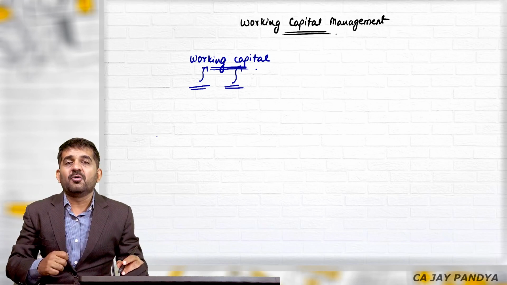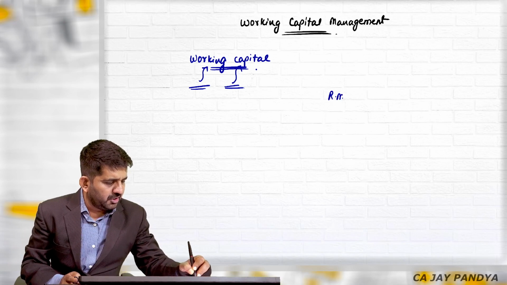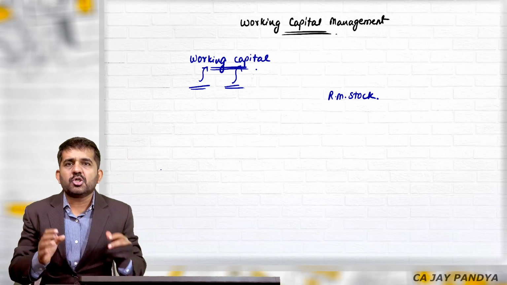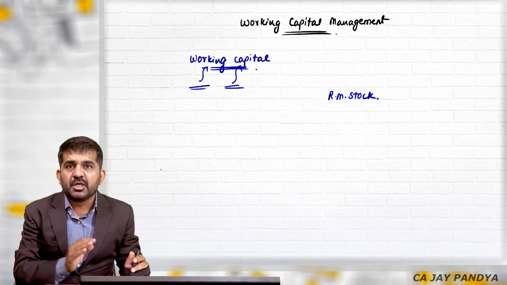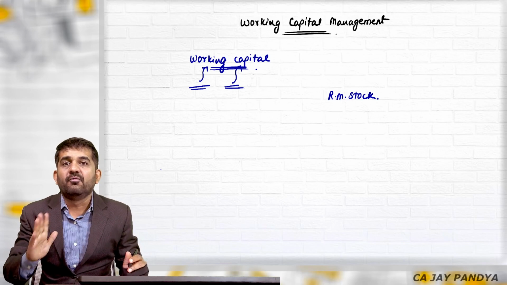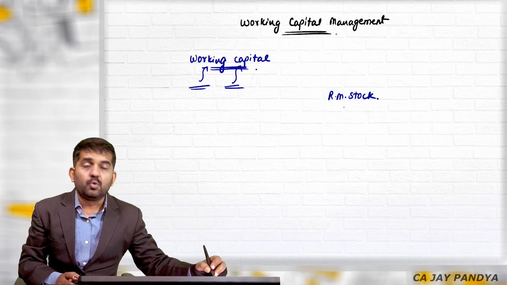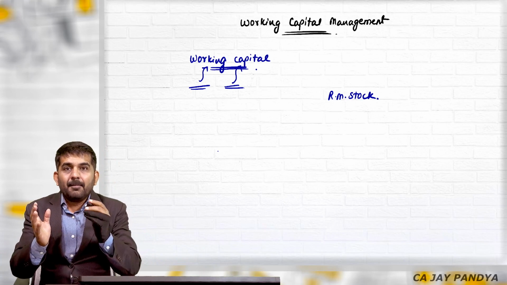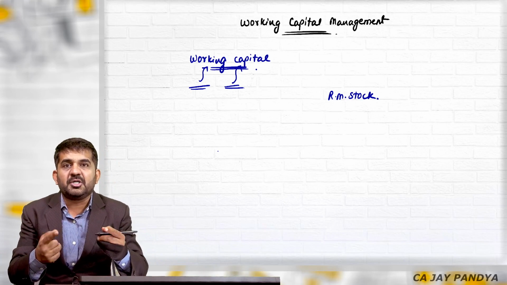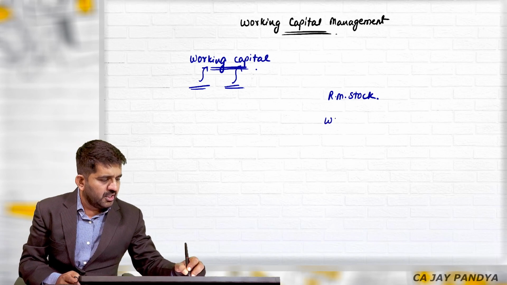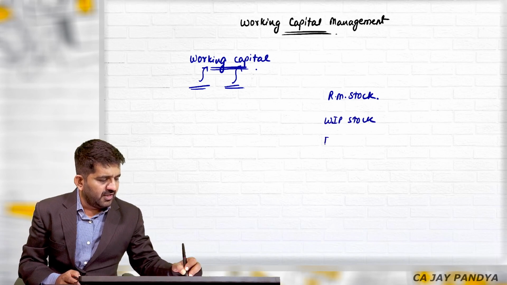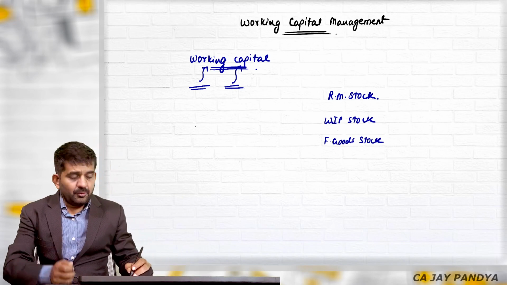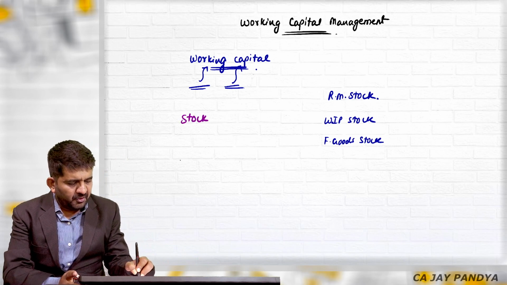So what are your working capital? Number one is raw material stock. Why do people keep raw material stock? So that whenever they are manufacturing the goods, there is readily stock available. To keep that raw material stock, you will have to purchase it, and so money will be required to purchase that raw material to keep it in stock. Raw material stock, same way WIP stock, same way finished goods stock. Try to understand, so stock is one of your working capital.